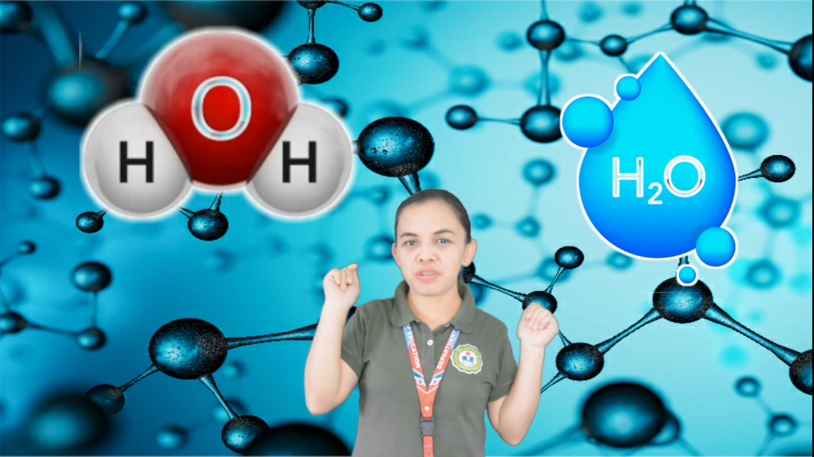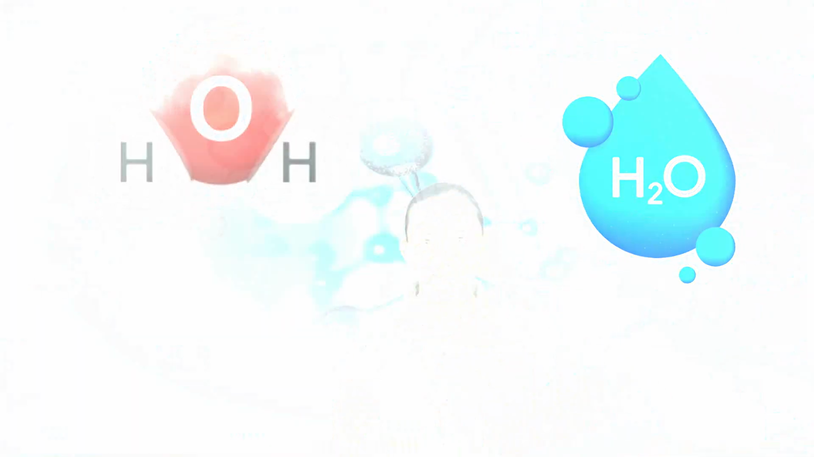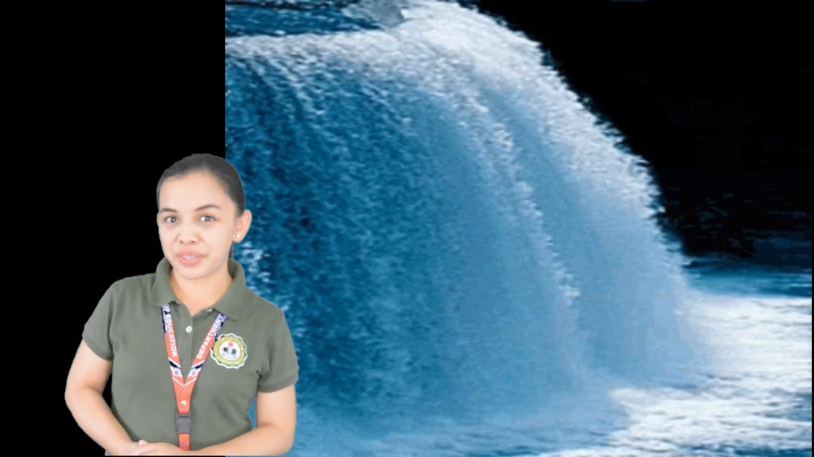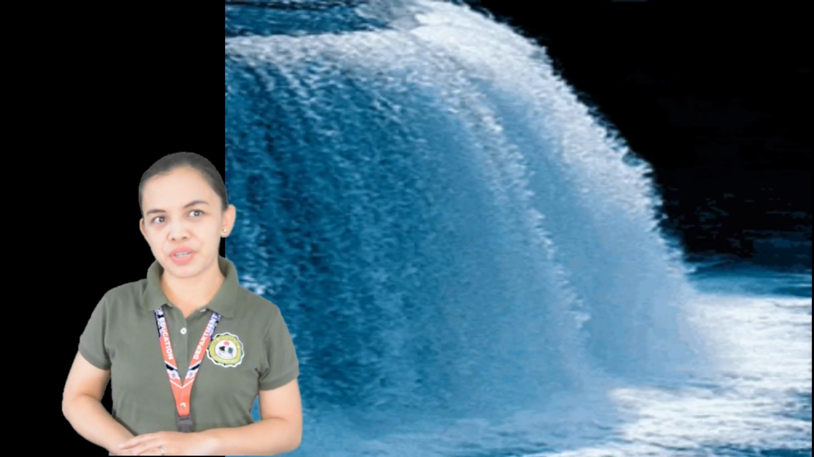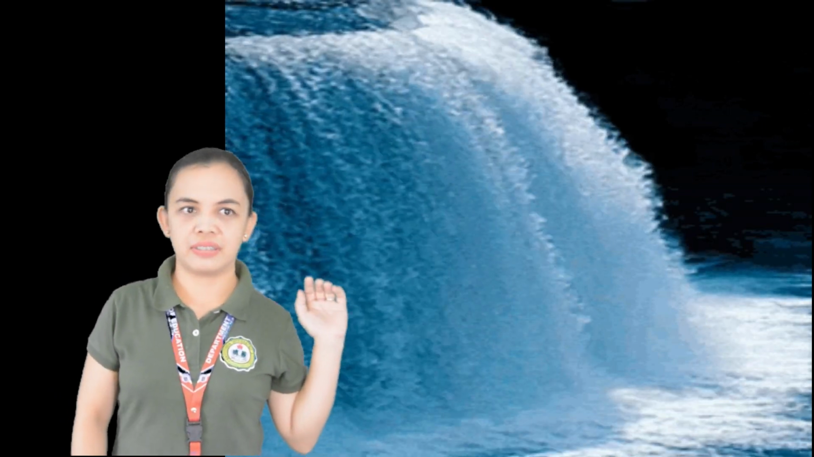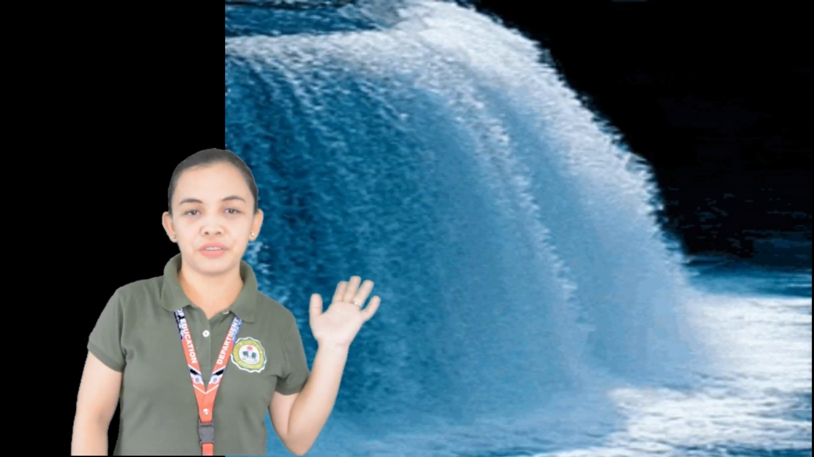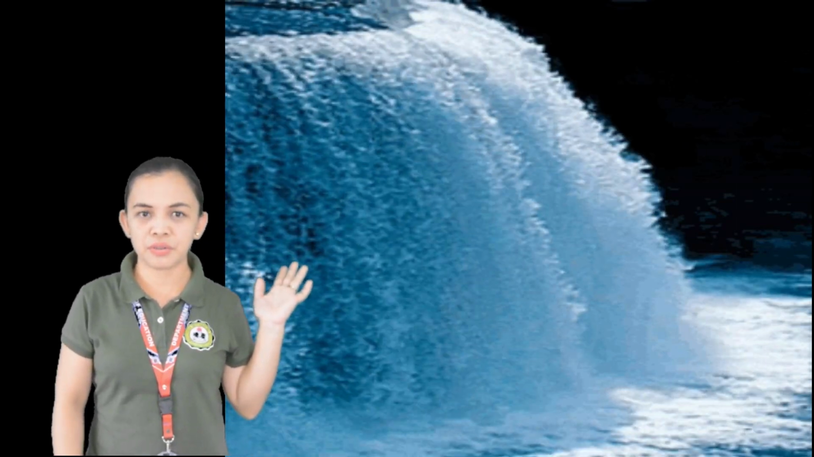Water is composed of 2 hydrogen atoms and 1 oxygen atom. Water is known as a universal solvent. It is used to balance our body temperature. It is also used in irrigation and doing our household chores.